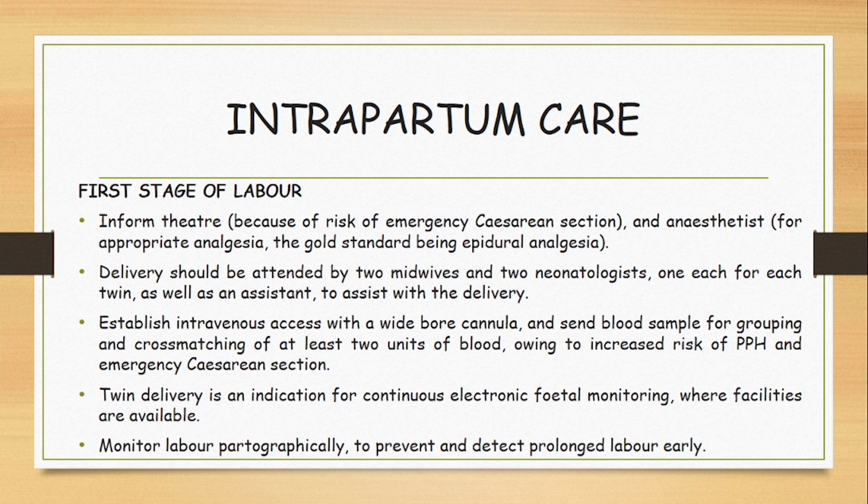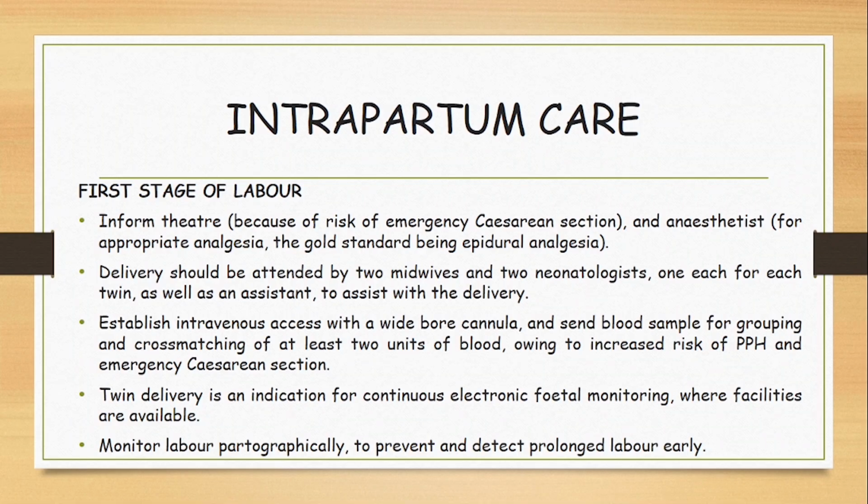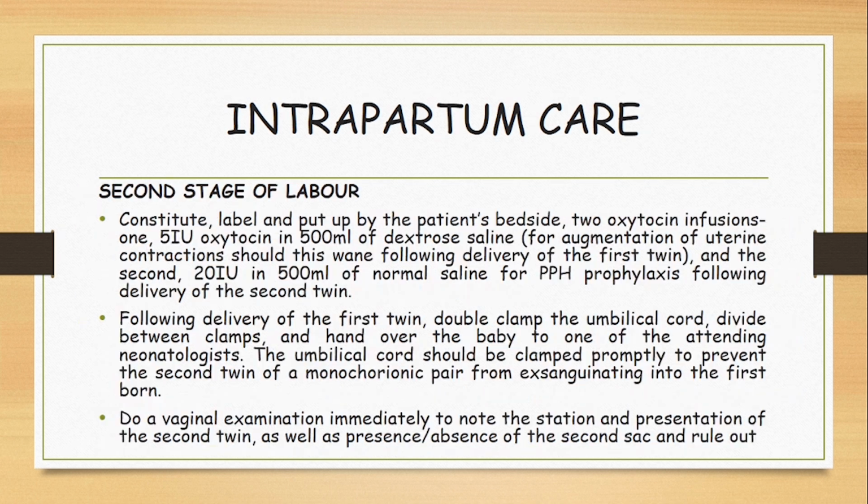Twin delivery is an indication for continuous electronic fetal monitoring where facilities are available. So the 2 twins must be monitored electronically. Monitor labor partographically to prevent and detect prolonged labor early. Second stage of labor: constitute, label and put up at the patient's bedside 2 oxytocin infusions, 1 of 5 international units of oxytocin in 500 ml of dextrose saline for augmentation of uterine contractions.